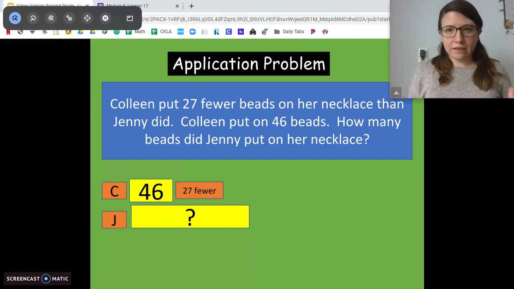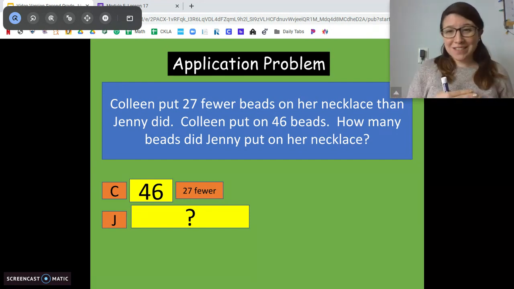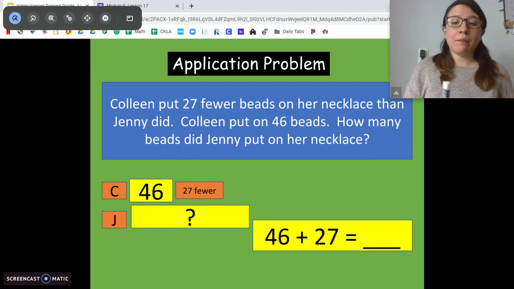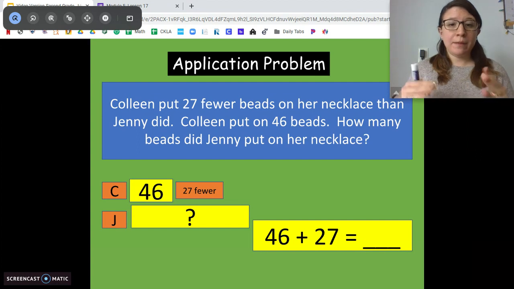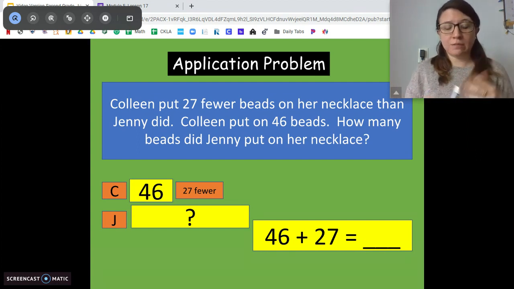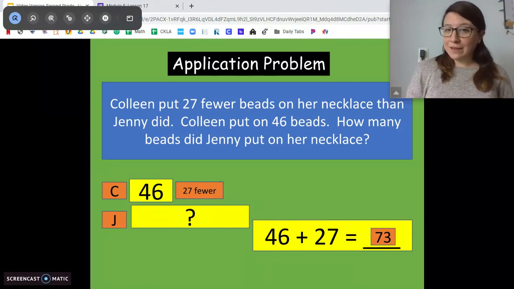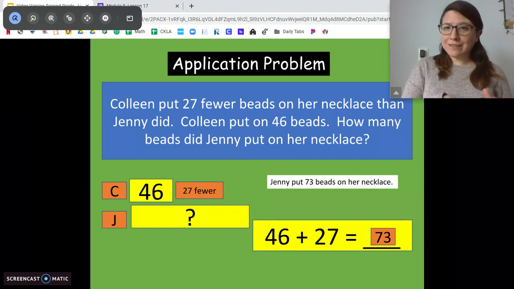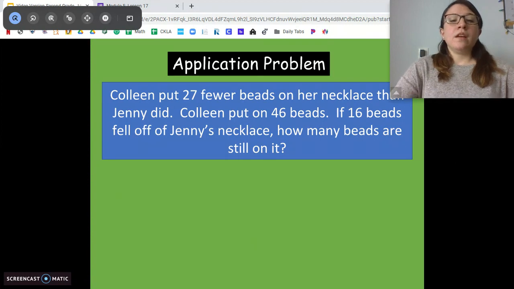So we know Jenny has more. So if she has more than Colleen, what I'm thinking is I'm going to have to add to figure out how much more she has. So the number sentence I set up was 46 plus 27 because I know Jenny has more than Colleen. Colleen has fewer, Jenny has more. I'm going to add 46 plus 27. I'm going to get 73. So we know Jenny has 73 beads on her necklace. Got it? All right, let's go on to part 2.